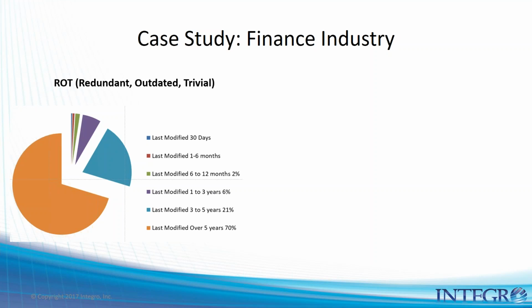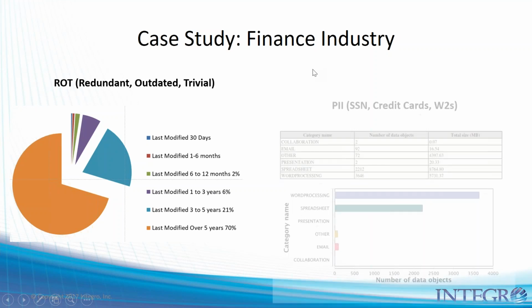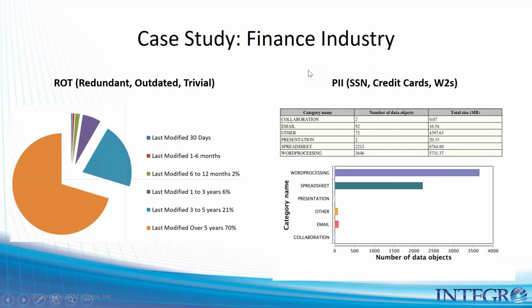They also assured us that they didn't have any PII stored on their file shares. They had gone through a big cleanup effort to remove their PII, but when we ran our tools against it, we still found over 6,000 documents that contained social security numbers. So they were fairly surprised to find that many out there, out in the wild still.